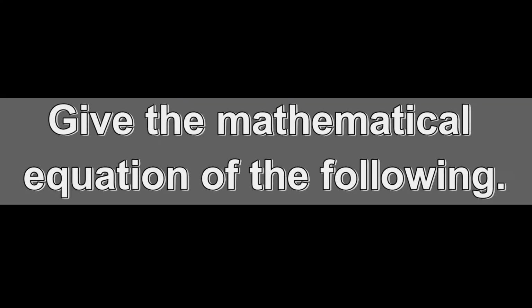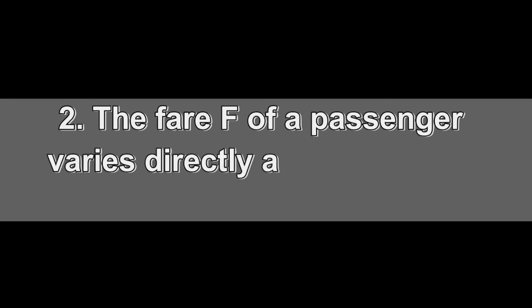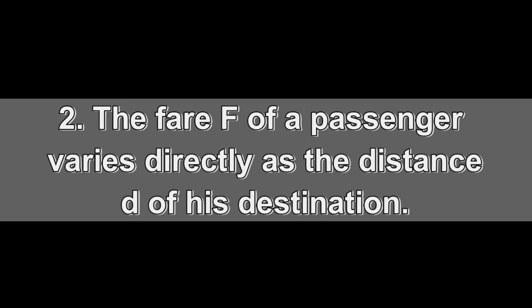Examples. Give the mathematical equation of the following. Number 1. A varies directly as B. So we have A equals k times B. Number 2. The fare F of a passenger varies directly as the distance D of his destination. So we have F equals k times D.